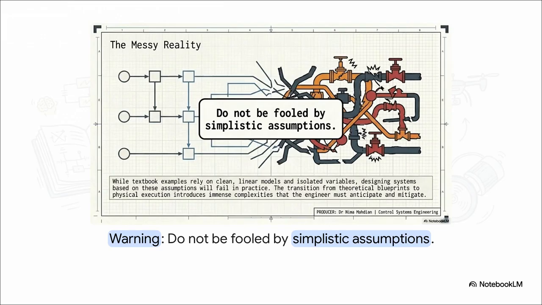Clean, isolated boxes, straight lines, perfect linear models. The right side, that's what the lab actually looks like. All those theoretical clean boxes immediately shatter when they hit the chaotic, intertwined reality of bent pipes, leaky valves, and mechanical wear and tear. You have to anticipate this chaos in your math.